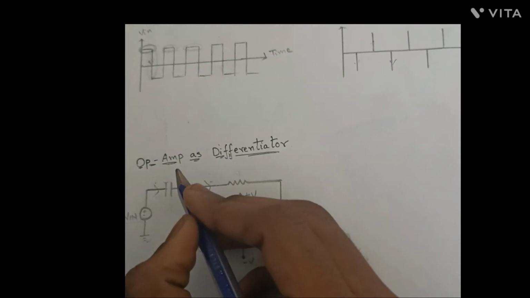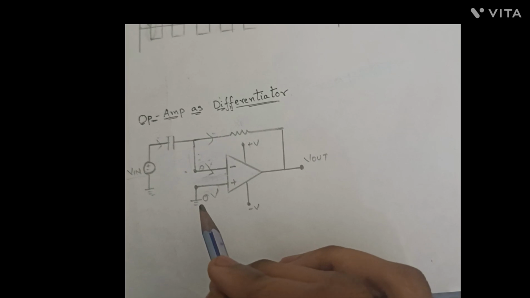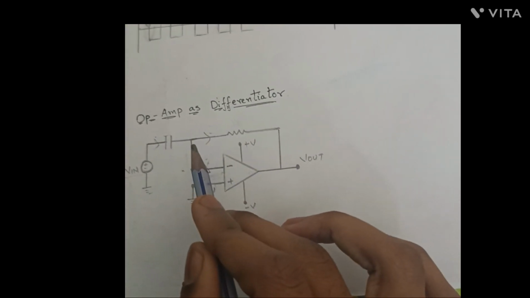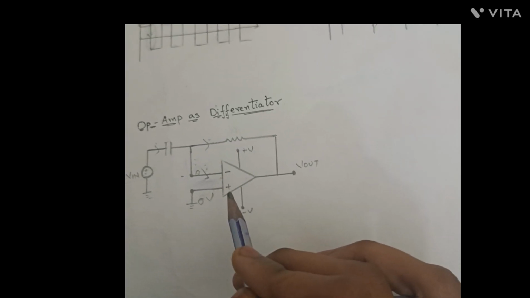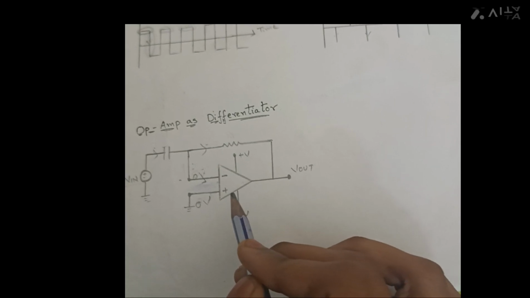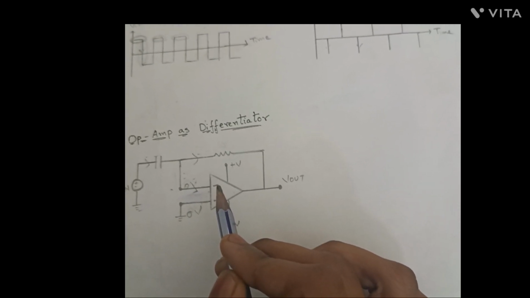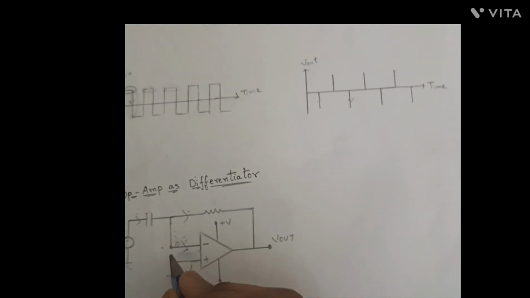Let us discuss the operational amplifier as a differentiator. Let us observe this operational amplifier. It is in negative feedback. It means in negative feedback, the positive and negative terminals should have the same voltage. Here you can see the positive terminal is grounded, so the voltage at the negative terminal should also be 0 volts. So here I am writing 0 volts.